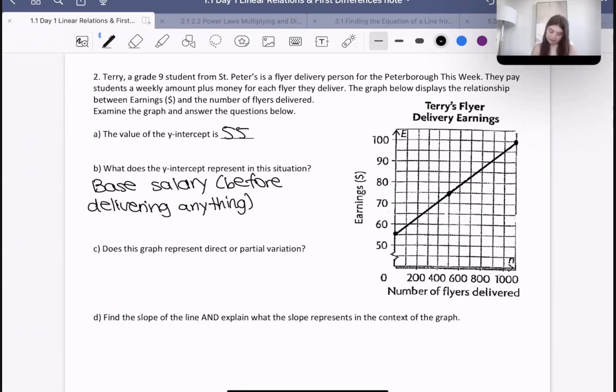Does this graph represent partial or direct variation? This would be partial variation. And why is that? Well, that's because our y-intercept is not at 0, right? There is that initial amount that she earns without actually having to deliver any flyers. So without delivering any flyers, she gets $55 rather than $0, whereas it would be direct variation if delivering no flyers meant she'd make $0.